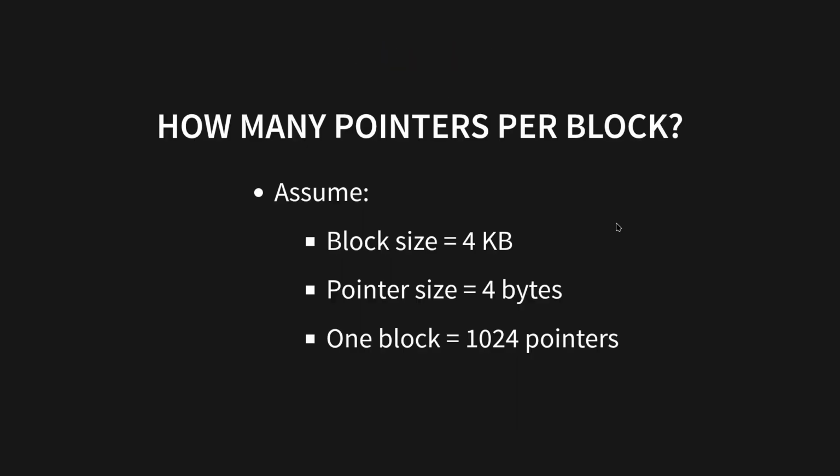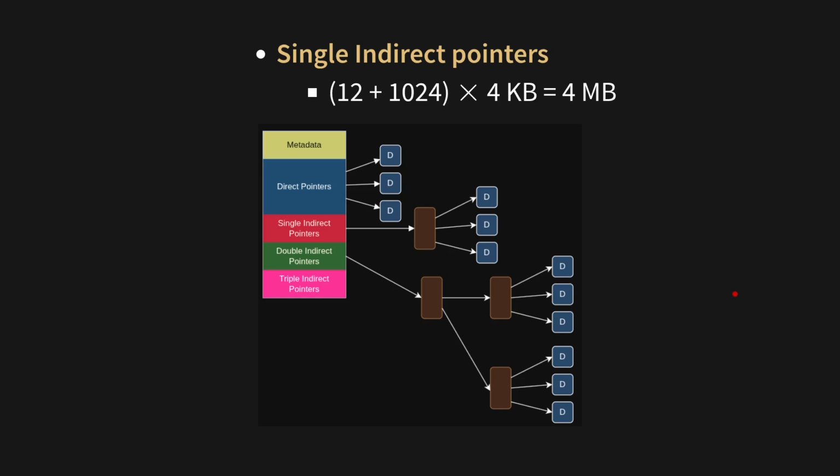And to do that, let's first calculate how many pointers one block can contain. Assuming a pointer size is 4 bytes and the block size is 4 kilobytes, then with a simple division, we can know that we have around 1024 pointers per block. So let's do some extra calculations.